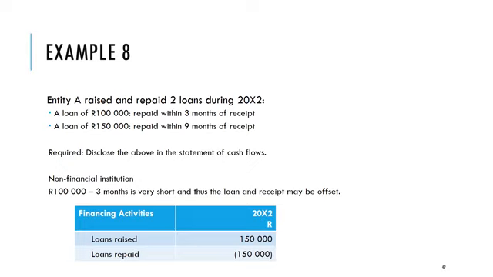However, with the loan of 150,000 Rand repaid within 9 months of receipt, that would then be required to be shown separately under the financing activities. And because it is a fairly long period of time, it exceeds 3 months, we would then be required to show the loan raised as an inflow and then the loan repaid as an outflow.